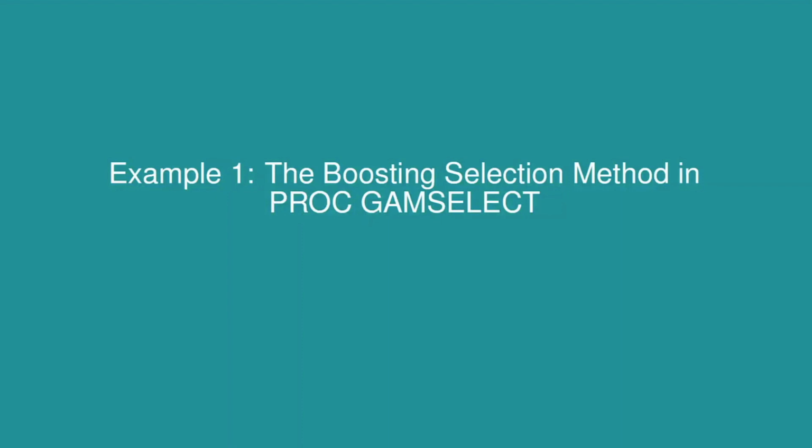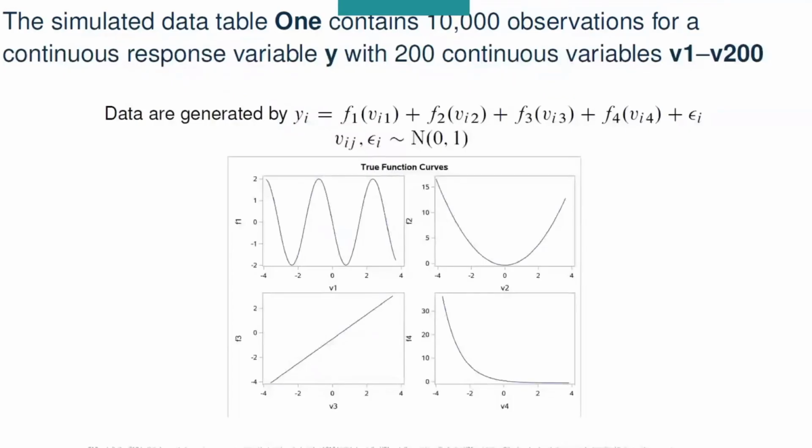Let's now look at a larger example that demonstrates how you can use the boosting selection method in proc GAMSELECT. For this example, we'll consider a simulated data set with 10,000 observations. The data include 200 continuous predictors, v1 to v200, and the true model for the mean of the response y depends on only the first 4 predictors, v1 to v4. So in this example, there's going to be a very large number of noise terms.